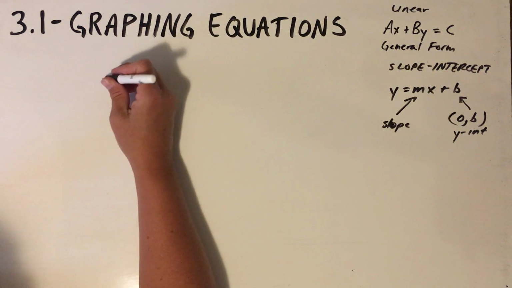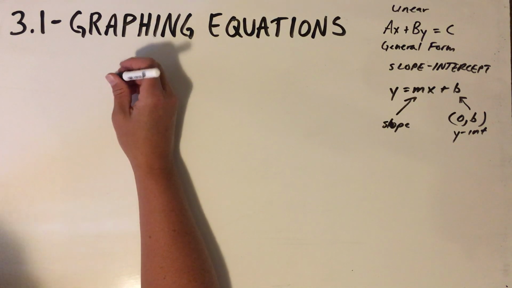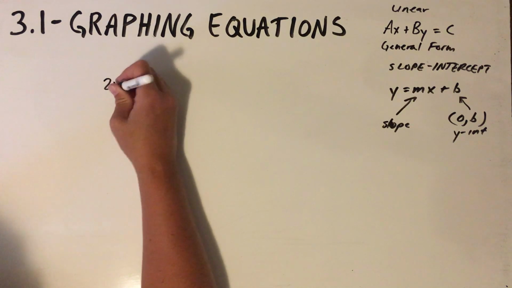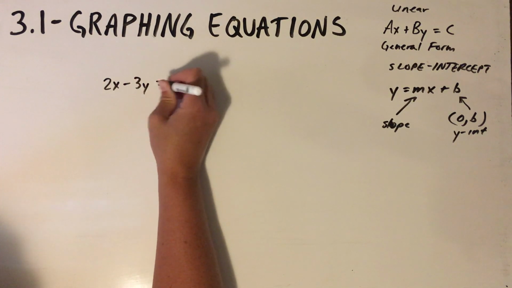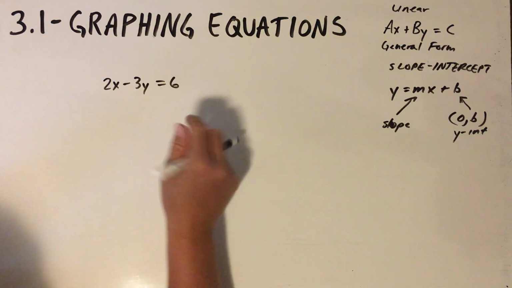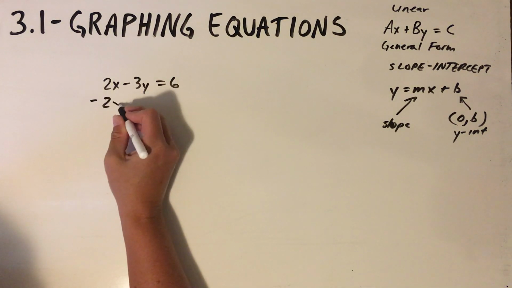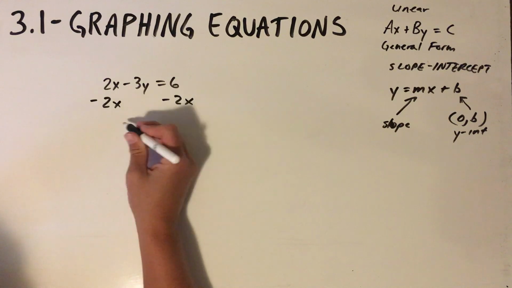If we were given an equation, say 2x minus 3y is equal to 6, and I want to put it in slope-intercept form, then I would isolate the y.